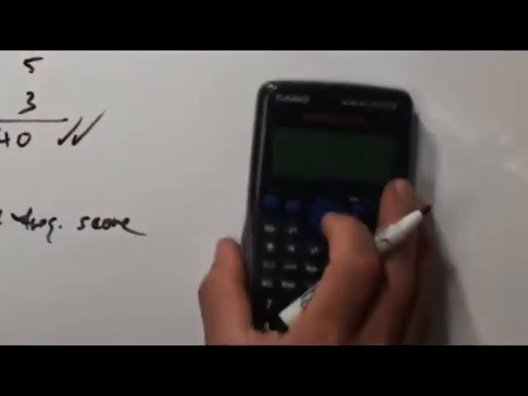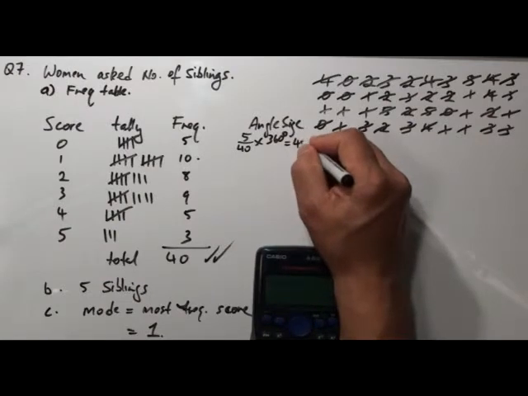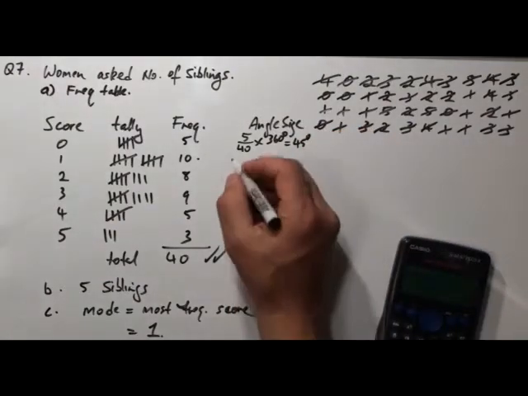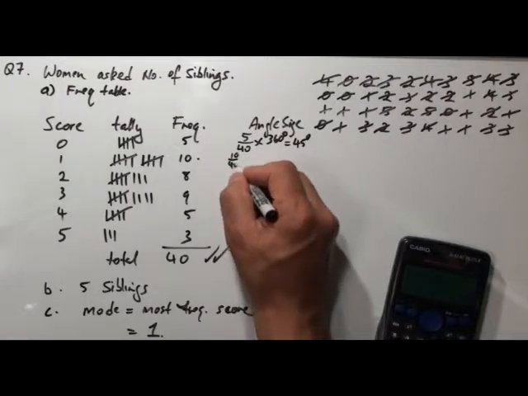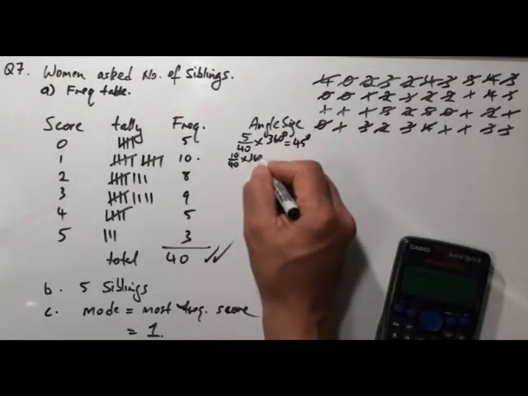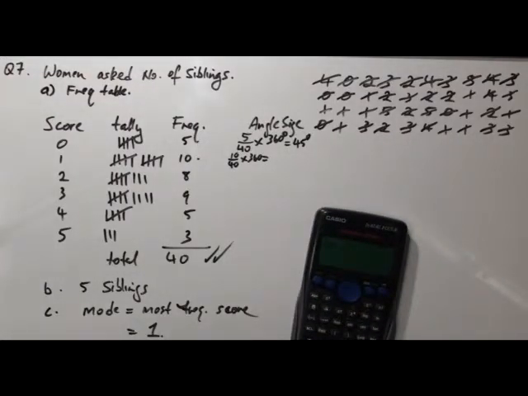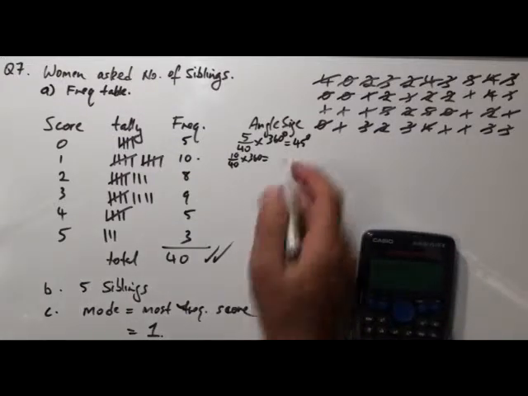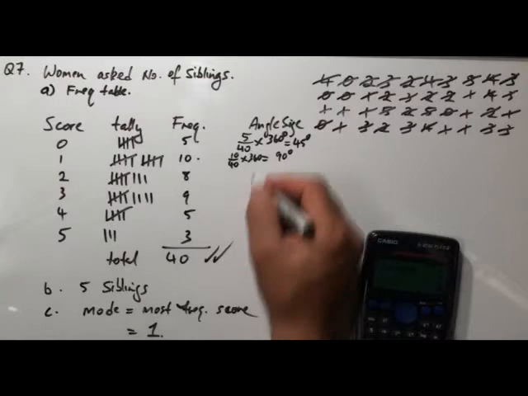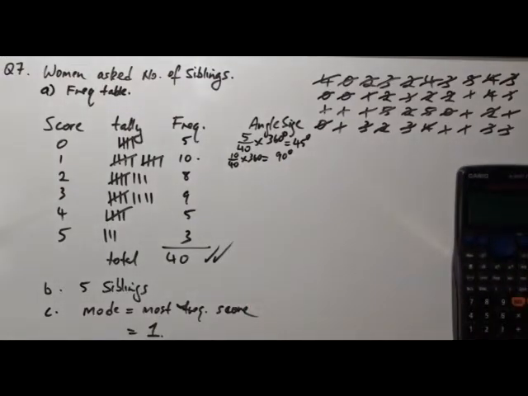So using the calculator, we have 5 multiplied by 360 divided by 40, and that gives an angle of 45 degrees, and we do that for each one. So this will be 10 over 40 times 360, which is 10 divided by 40 times 360, which is 90 degrees, and I will do that for all of them and come back to you in a minute.